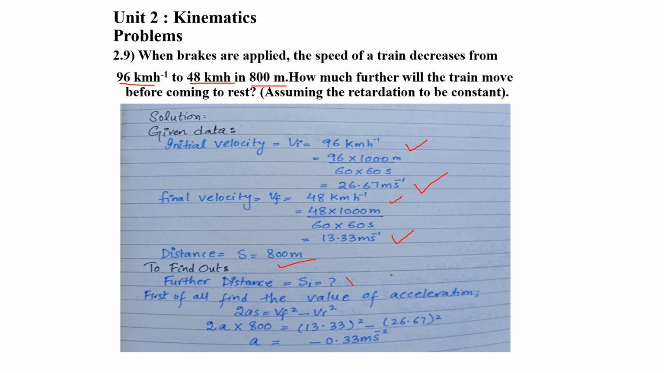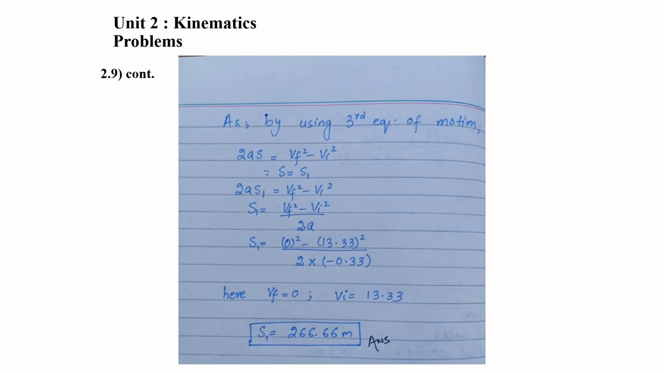So we have to find the distance s1, that is moving with the initial velocity, right? Assuming the retardation is constant, we have to use the third equation of motion, that is 2as is equal to Vf squared minus Vi squared. First of all, we have to find the value of a. So we will get the retardation a is equal to minus 0.33 meters per second squared. Then using the third equation of motion, 2as is equal to Vf squared minus Vi squared, here s is equal to s1. We will put in the values to find s1, and we will get the answer 26.66 meters, right?